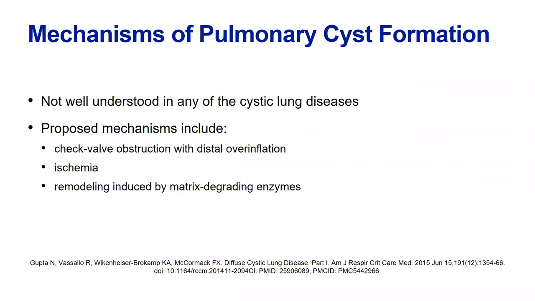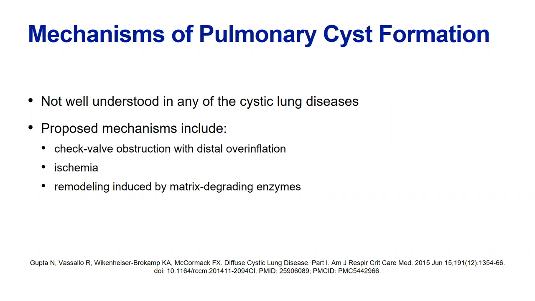So, our mechanisms of pulmonary cyst formation. Again, it's not very well understood, but there are three main proposed mechanisms. The first is one-way obstruction of airflow in your small airways, so air enters but can't empty. You get balloon dilation in your distal airspaces. This is thought to be the process of cyst formation in follicular bronchiolitis, as well as in metastases.